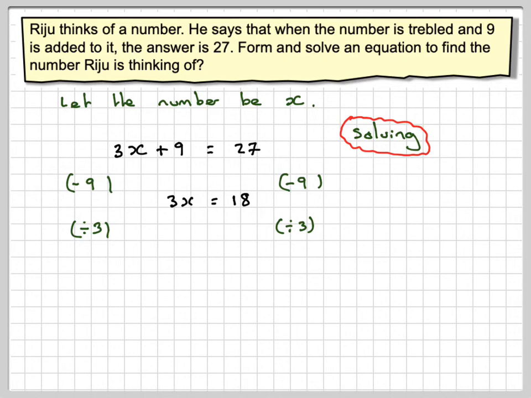3x divided by 3 gives me x. 18 divided by 3 gives me 6. So the number he was thinking of was 6.